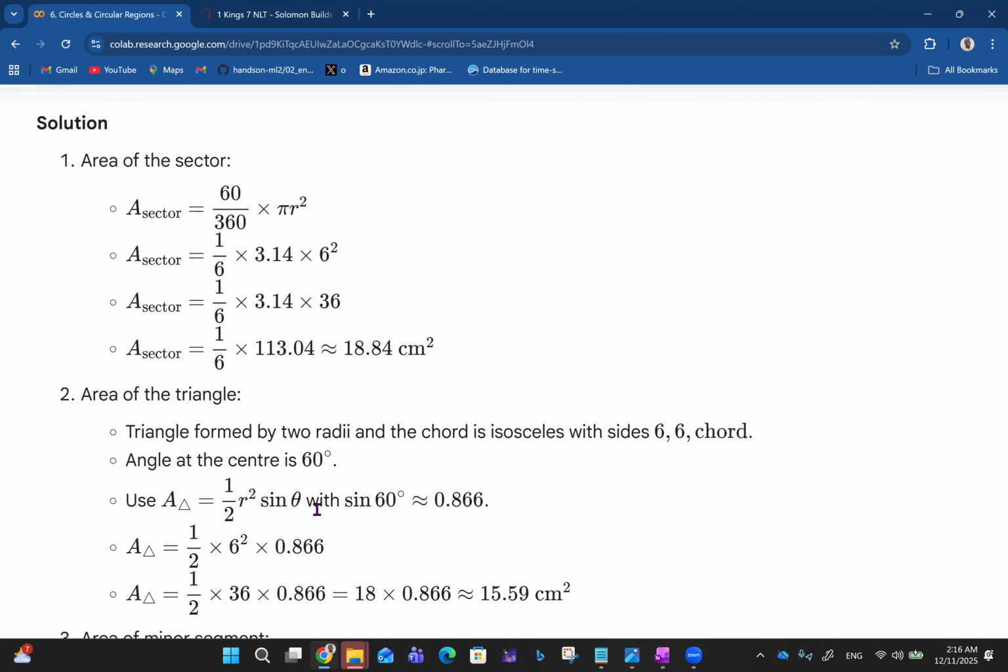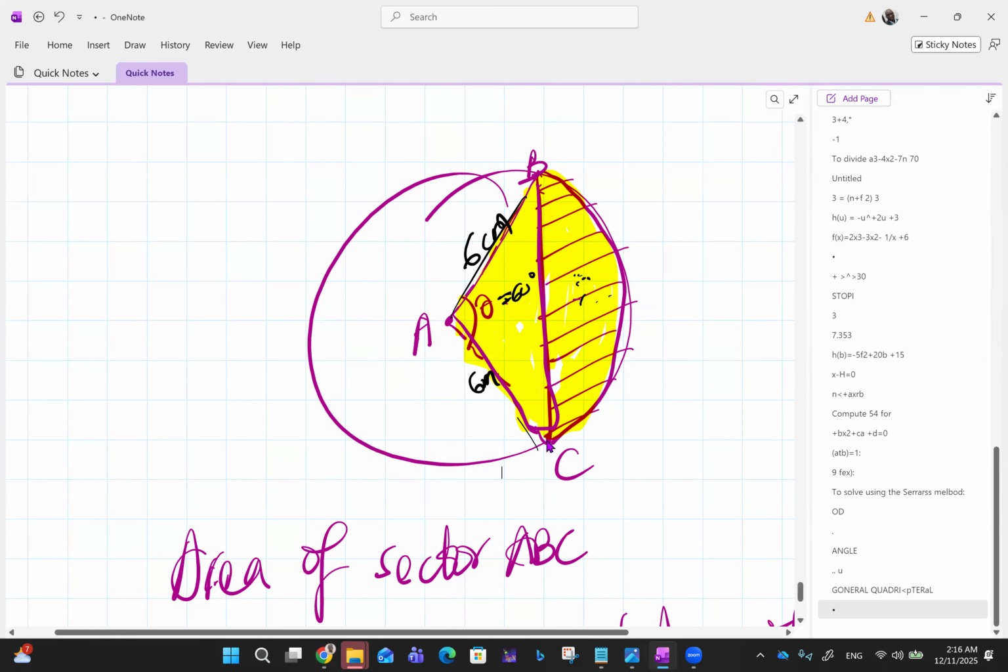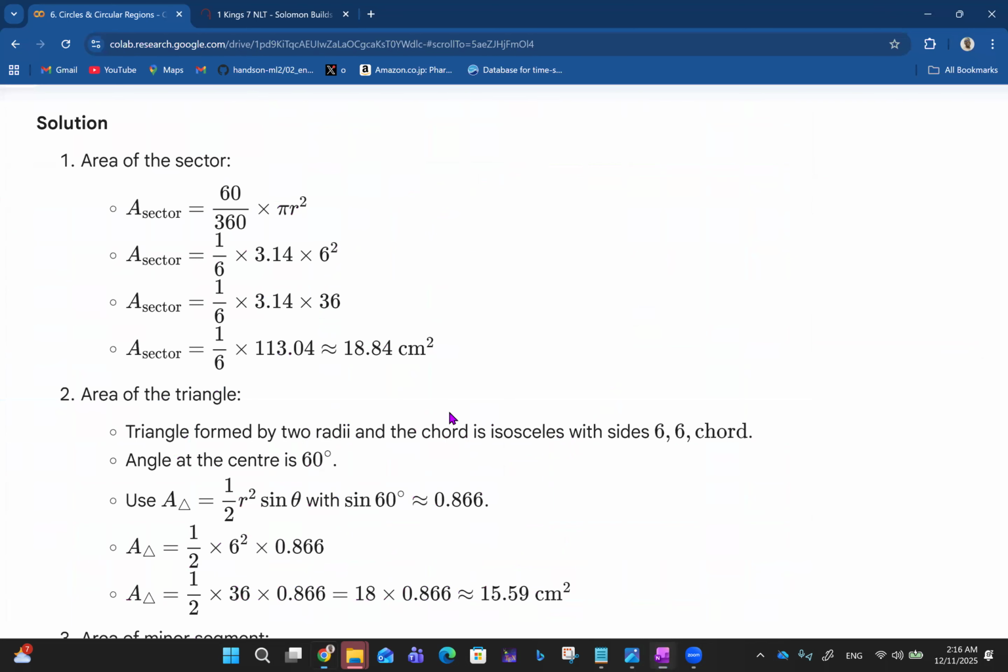So the area of the triangle, like I told you, the triangle formed by two radii and the chord is isosceles with sides 6, 6 and the chord. So you see this side 6 and side 6 and this chord now. And then we have the angle in between them. So that makes life pretty easy. Once you have two sides and the angle in between, you can use this. The angle at the center is 60 degrees. So the area of the triangle is half times r squared times sine theta. That's the angle in between. So 1 over 2 r squared sine theta, with sine 60 degrees being 0.866. So that's half times 6 times 6 times 0.866, which is half times 36 times 0.866, approximately 15.59 centimeters squared.